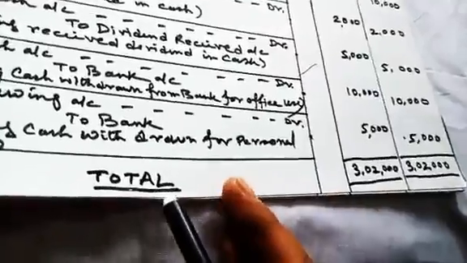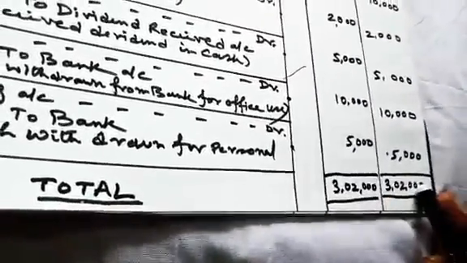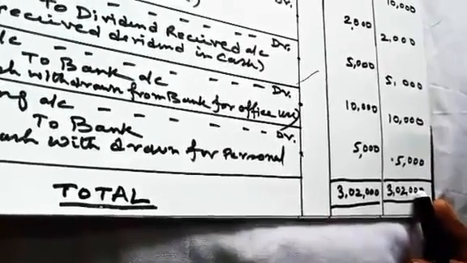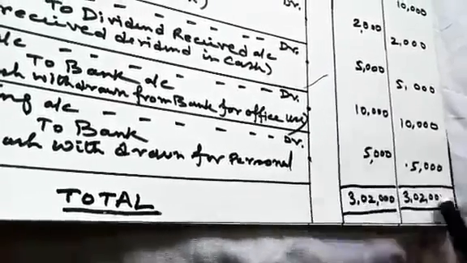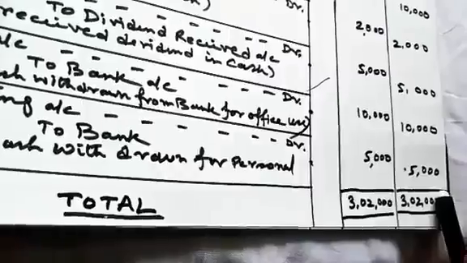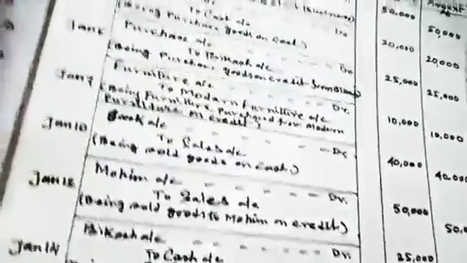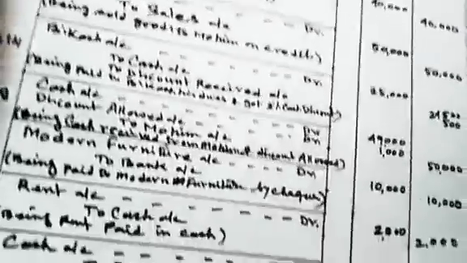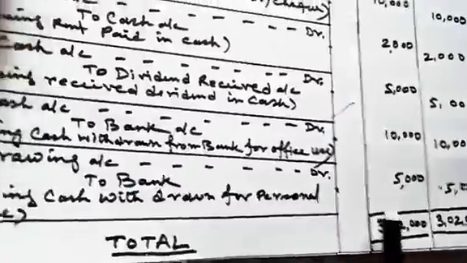Now you have to give a total of the debit column and the credit column to see whether your journal entry will match on both sides. So the total here is 3,02,000 and 3,02,000. I hope you students have learned the basics of journal entry.